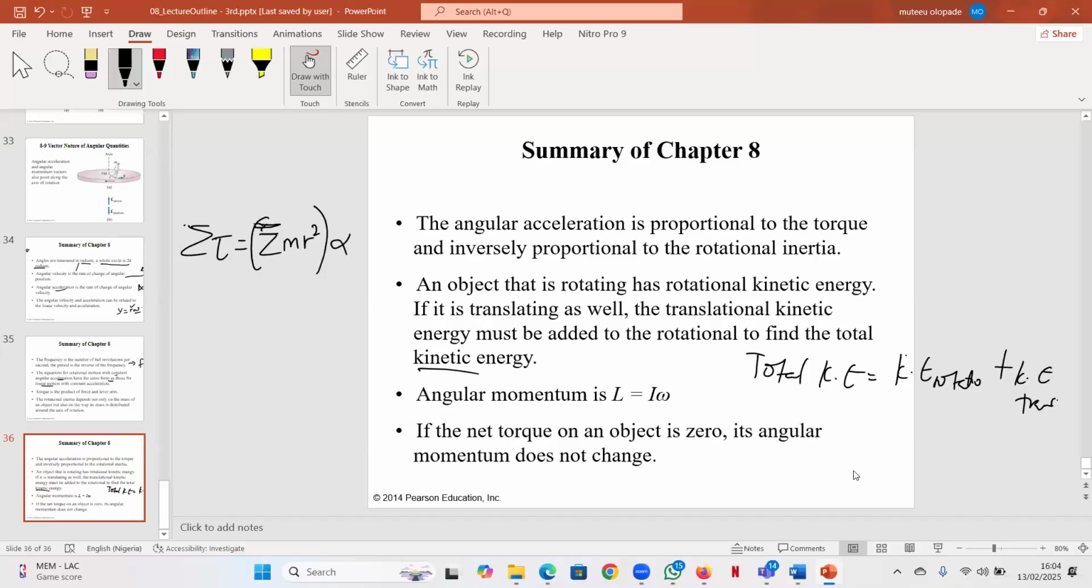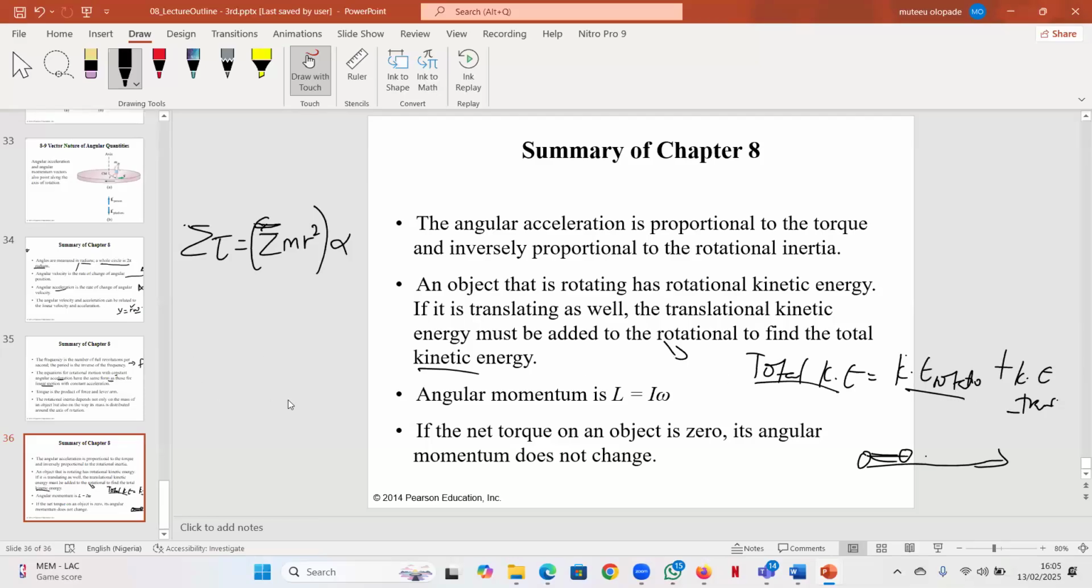So when you talk about translational, maybe you have an object here. If it moves from one place to another, that's translational. Like the tire of a car, if the vehicle is moving, it is performing two forms of motion, both translational and rotational at the same time. So in order to get the total kinetic energy for that kind of motion, you sum up both the rotational and the translational together.